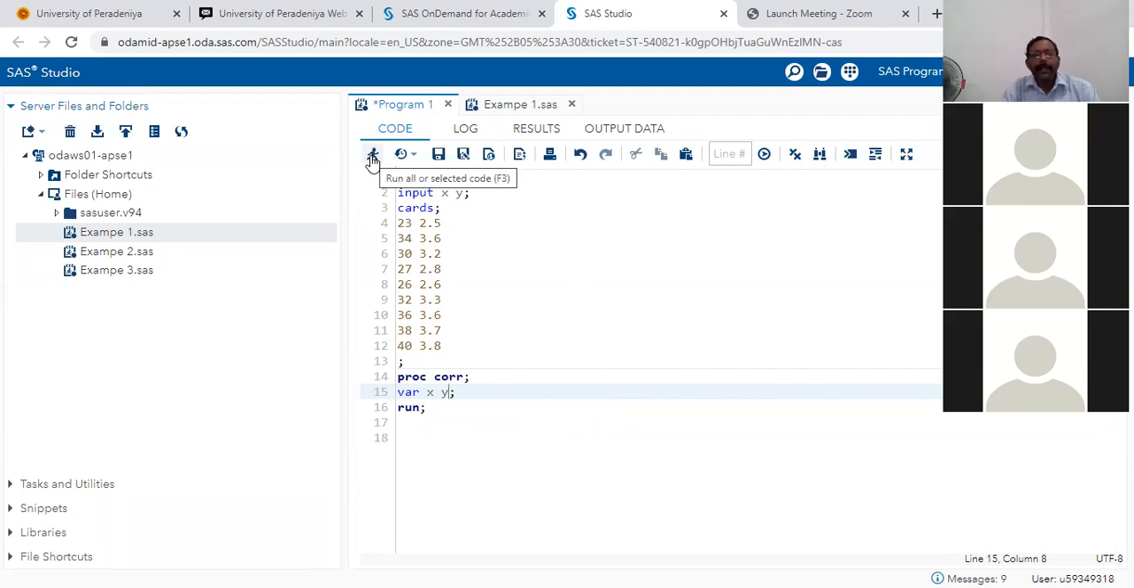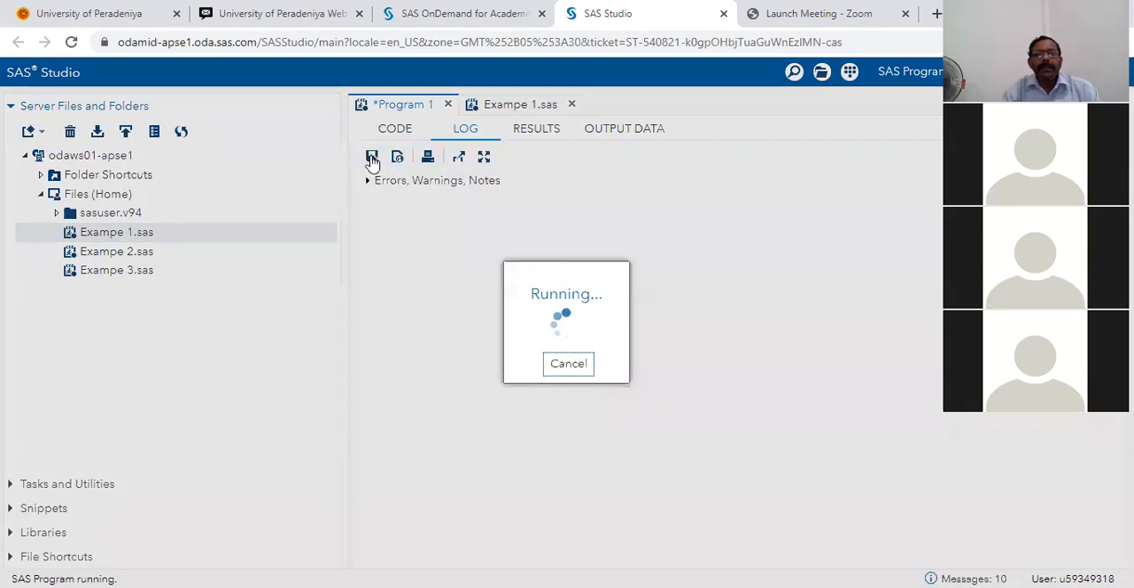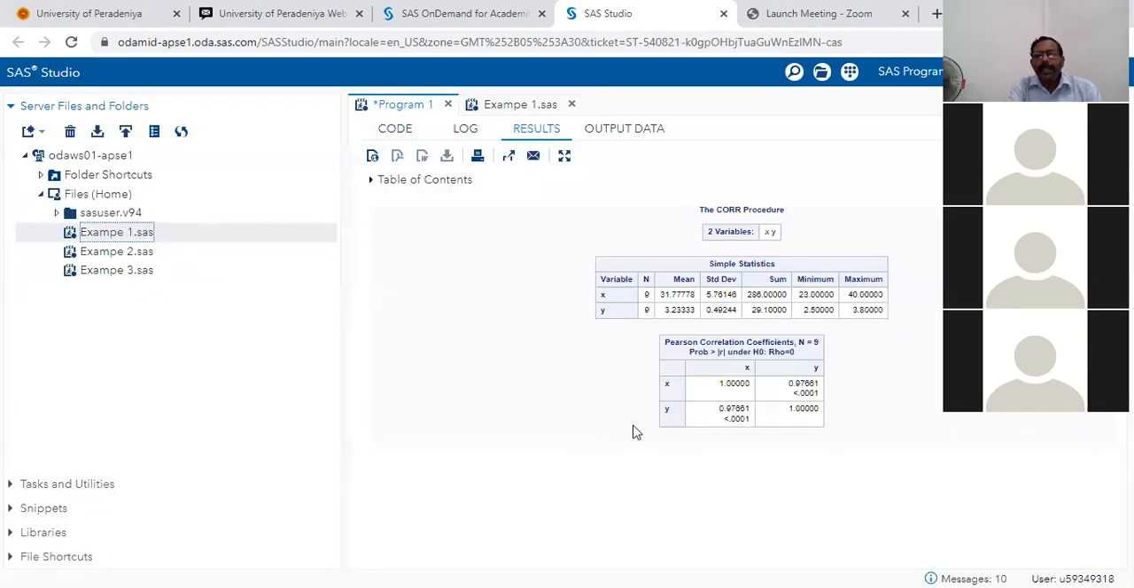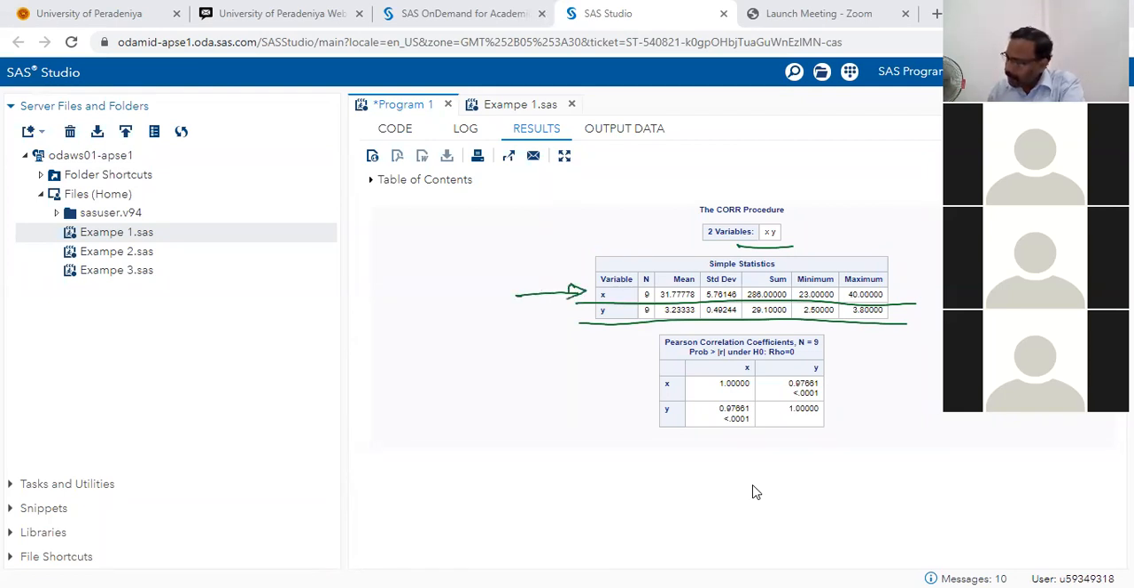Yes, sir. Okay, I will press. Now you see, we have the correlation. If you have several variables, it will give a correlation matrix. The individual variables' details are there, which we don't want. If you want, you can have a look, it is the information about individual variables. But the most important is this one.